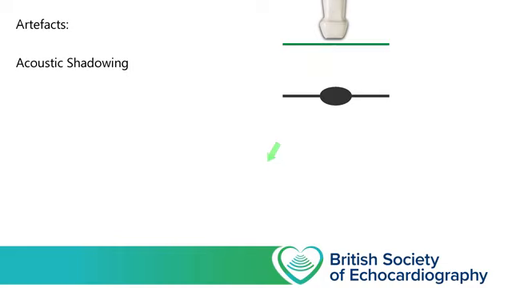So first of all, let's consider acoustic shadowing. So acoustic shadowing occurs when you're trying to image through a structure that's so reflective that none of the ultrasound energy passes through it and all is reflected back towards the probe. A common example of this is trying to image through a rib. You place the ultrasound probe on the patient's chest and you see an area of shadow or dropout beyond a very bright structure and you can't see anything behind it. Another example is when the patient has prosthetic material within their heart.